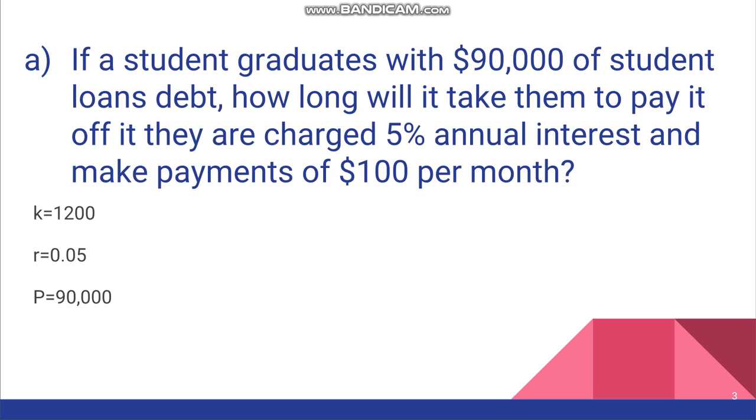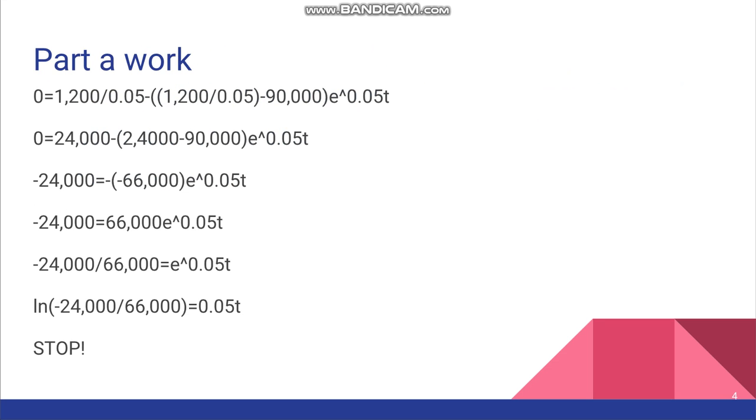For Part A, if a student graduates with $90,000 of student loan debt, how long will it take them to pay it off if they are charged 5% annual interest and make payments of $100 per month? For this, K will be $1,200, R 0.05, and P will be $90,000.